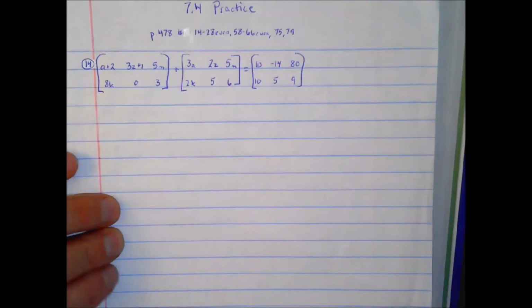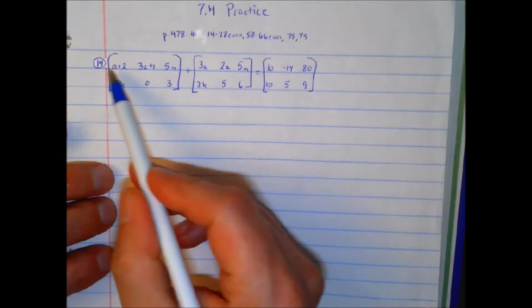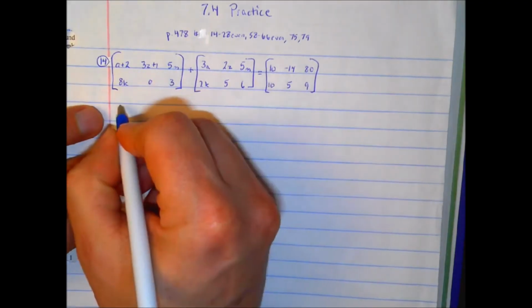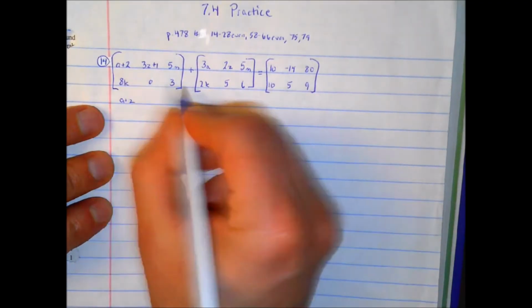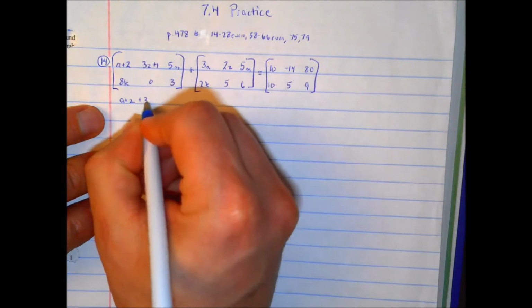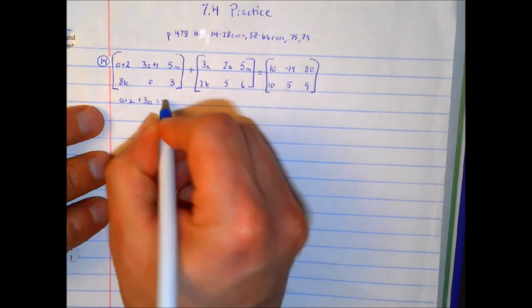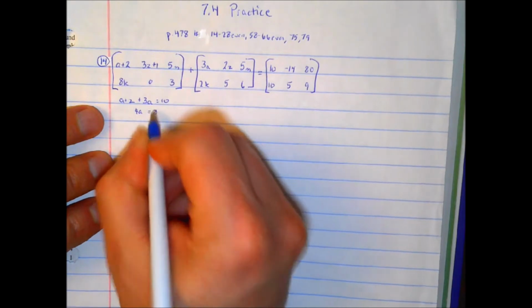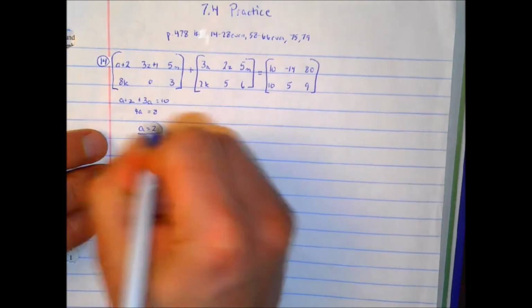This is a 7.4 practice. Number 14, we have kind of set up some equations to solve. We know that a plus 2 plus 3a is going to have to equal 10. So 4a subtract the 2 equals 8, therefore a equals 2.